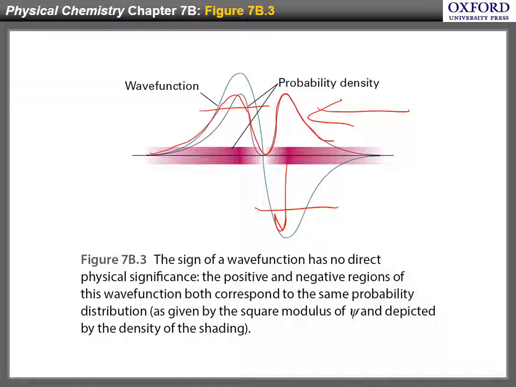Later, obviously, we will see that the positive and negative regions of the wave function do have a significant contribution, of course, because they can give rise to the possibility of constructive and destructive interference. We will talk about this shortly. But again, the probability of finding a photon in a particular location is only given by the square of the wave function.